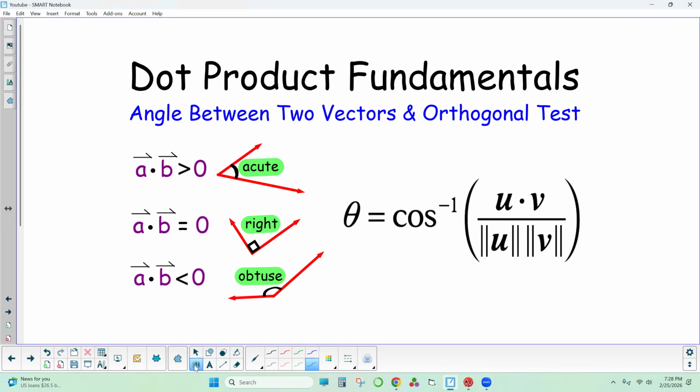Bakari, and today we are going to talk about the dot product. We're also going to include finding the angle between two vectors and the orthogonal test. That is, to find if a pair of vectors are orthogonal or perpendicular with each other. So let's get started.